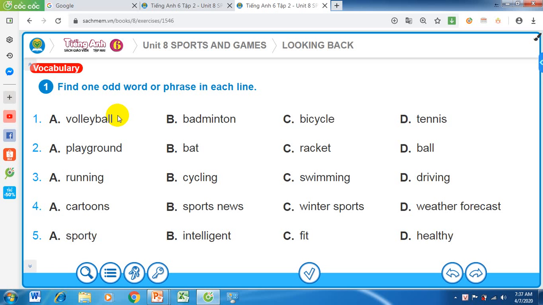For example, number 1: A, volleyball. B, badminton. C, bicycle. And D, tennis. So your answer here must be a bicycle. Why? Because a bicycle is a sport thing. We use a bicycle for cycling. But volleyball, badminton, and tennis, they are sports, not sporting things. Okay? So the answer here is C. Okay. Now we continue with number 2, 3, 4, and 5.